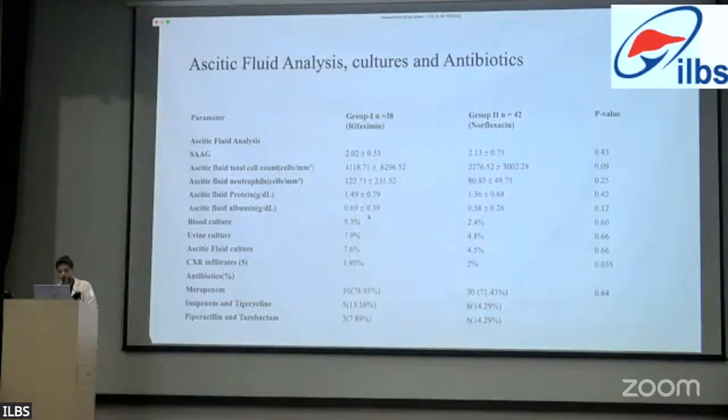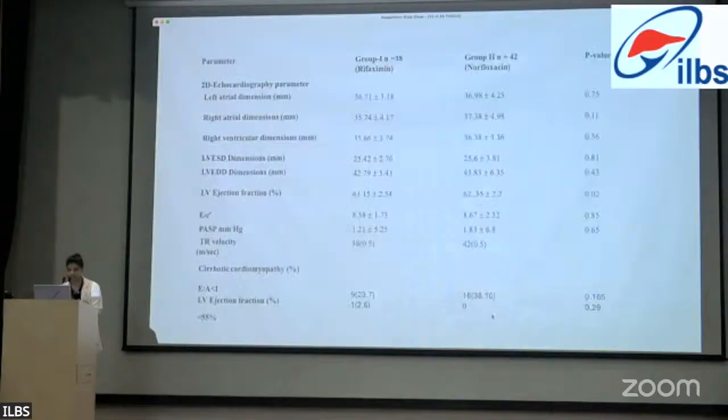Now coming to blood cultures, blood cultures were positive in 5% in the rifaximin arm and 2.4% in the norfloxacin arm, with 7.9% having urine cultures positive, and ascitic fluid cultures were positive in 7.6%. Antibiotic coverage: meropenem was received in about 78% in the rifaximin arm when they had incident SBP and 70% in the norfloxacin arm, with imipenem tigecycline received in 13% in the rifaximin arm and 14% in the norfloxacin arm.